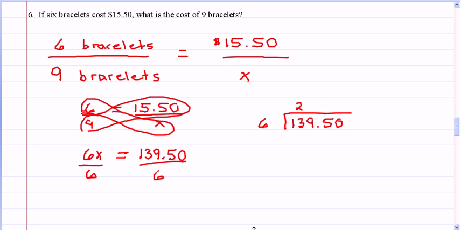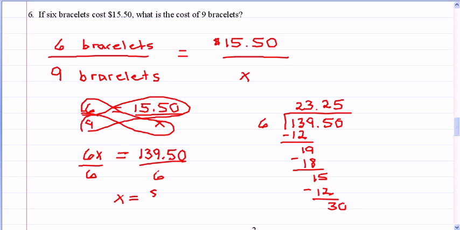So 6 goes into 13 twice, and then into 19 3 times. Into 15 twice, and then into 30 evenly 5 times, so that x is equal to 23.25. And since this represents money, I want to make sure I include a dollar sign. So the cost for 9 bracelets is $23.25.